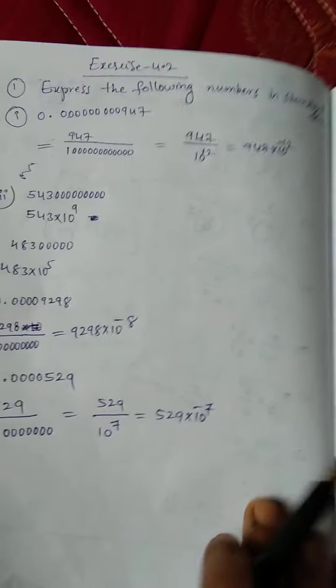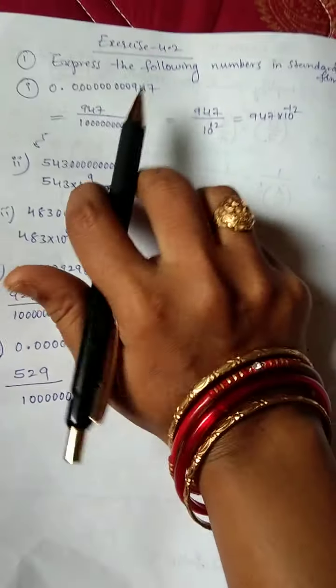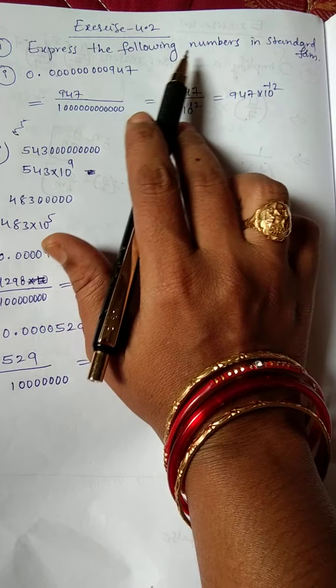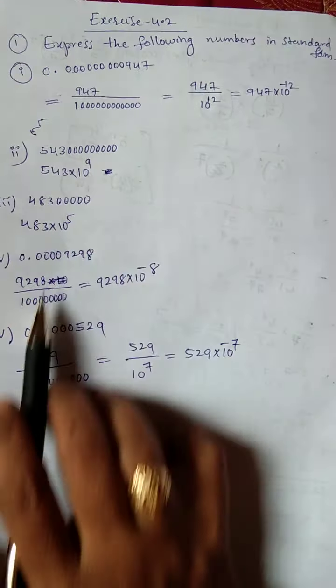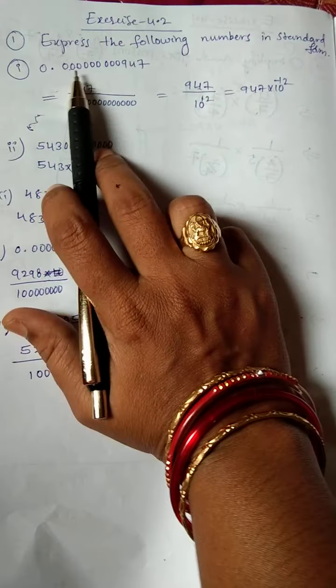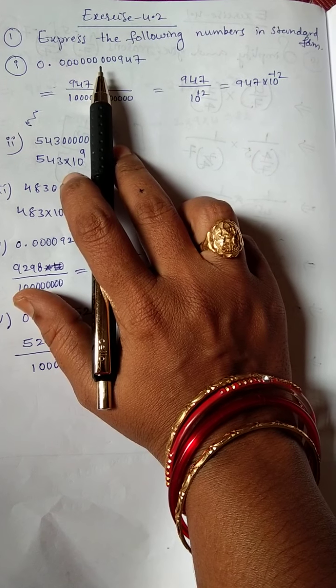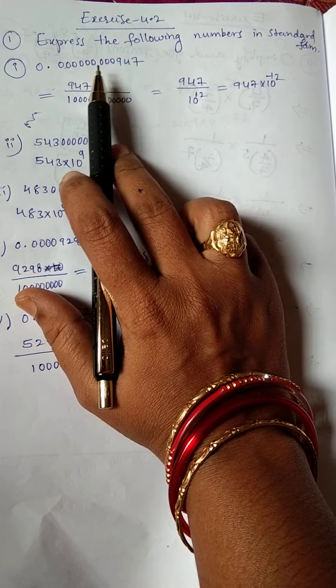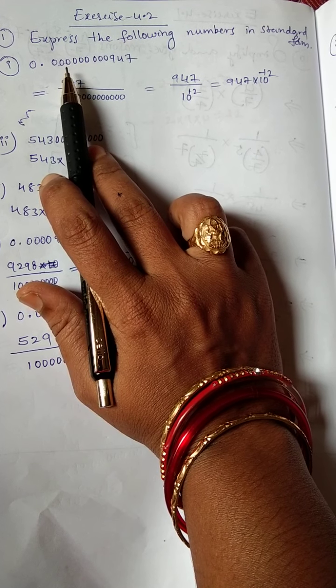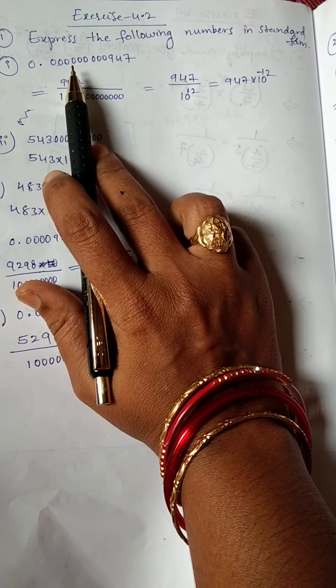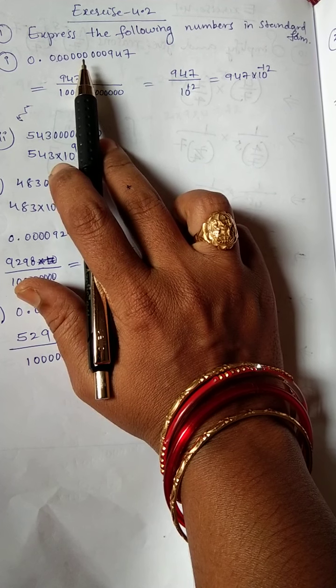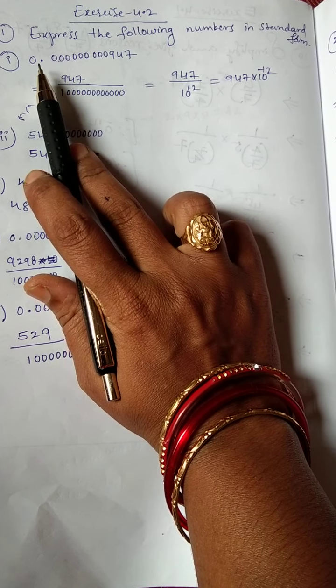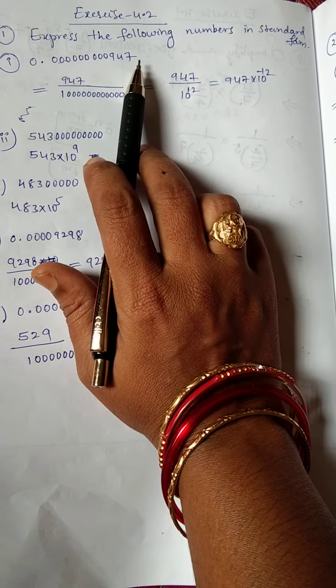First, I will explain the first question. Sorry for that. See, the first question: express the following numbers in standard form. We have to write in standard form. How to write standard form? Standard form means expressing the number of zeros in powers of 10. Okay, see here, a decimal number is there.